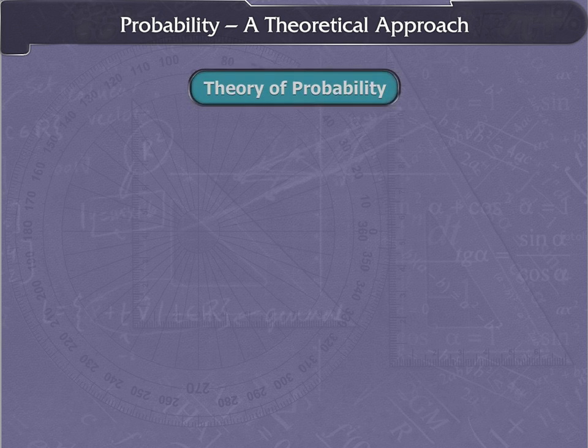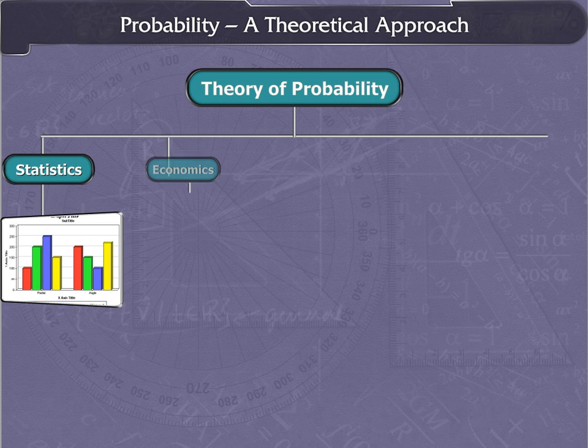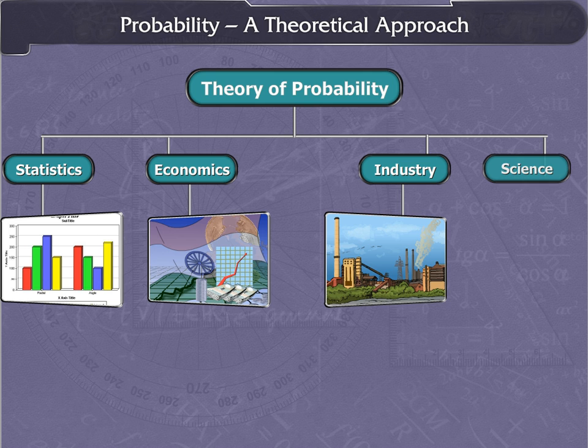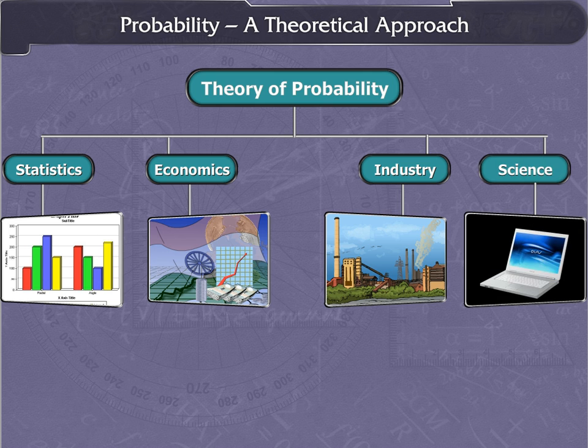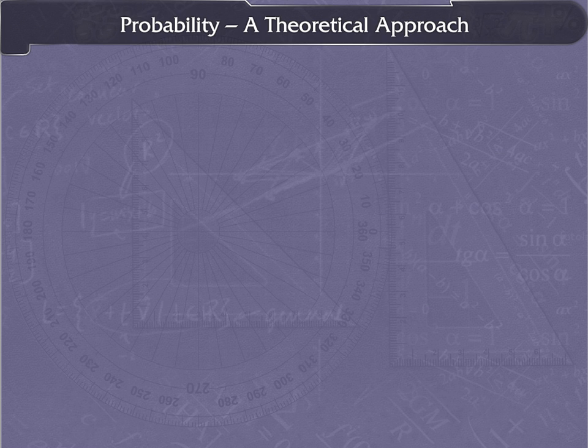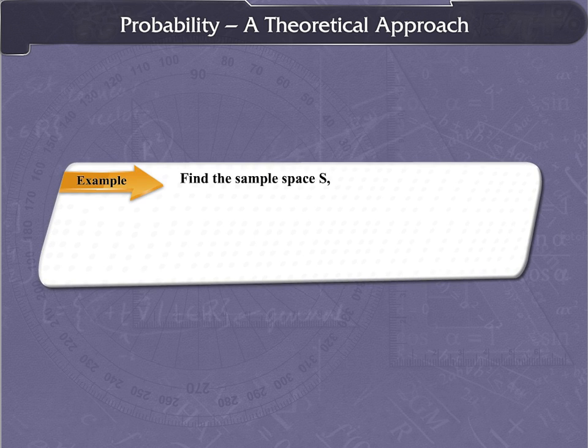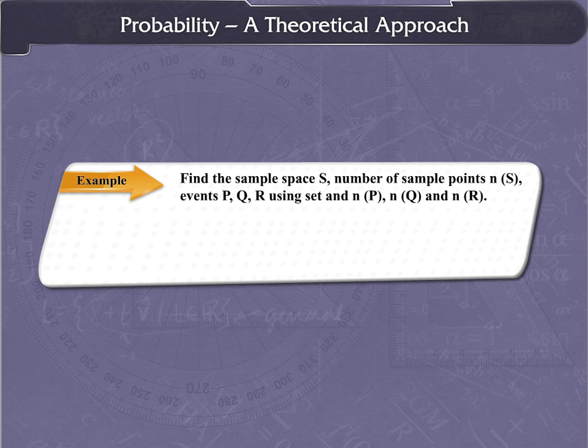In recent years, probability has been used extensively in the fields of statistics, economics, industry, and science. We will now solve a few examples based on what we have learned so far. We have to find the sample space S, number of sample points n of S, events P, Q, R using set, and n of P, n of Q, and n of R for the given examples.